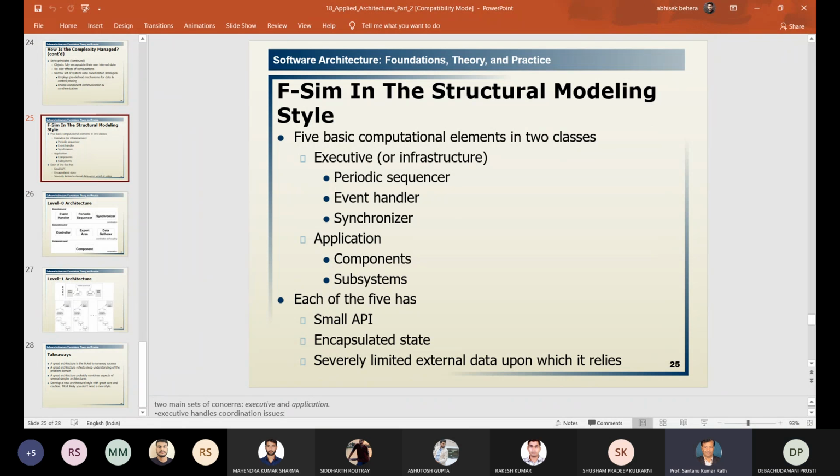Here they want to develop an architecture for FSIM. What did Debabhai tell?